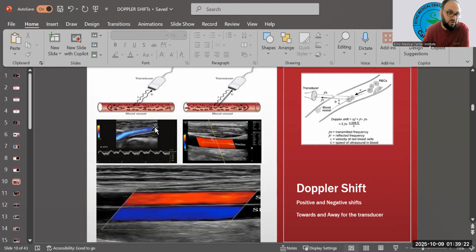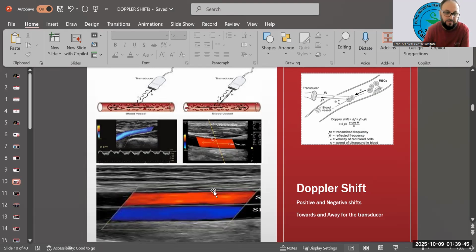So in this case, look at here, the flow is going away. Now the box is steered to the left. So it means the pulses are also going to the left, and the flow, the RBCs, are also going to the left. They are going in the same direction. So here, what you used, your returning is less than that. You lost something here. So here you have negative Doppler shift in that case.